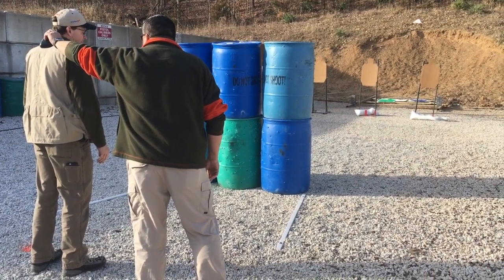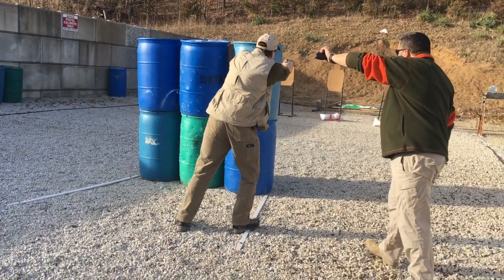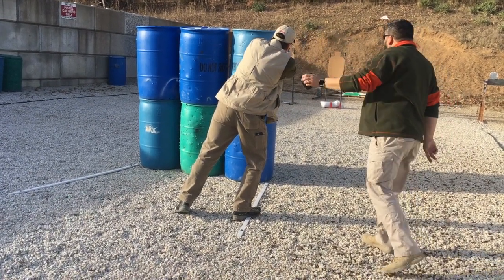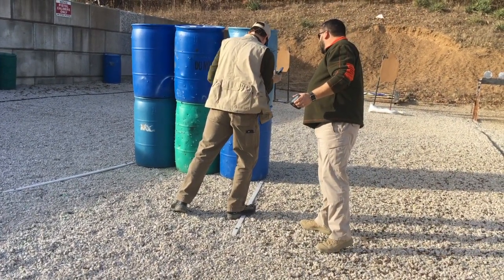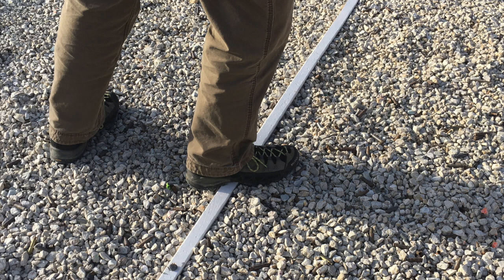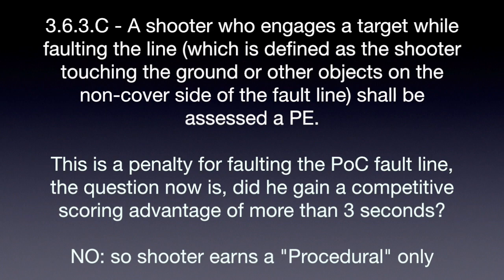Stand by. If you're finished, unload, so clear. The shooter shot the entire array with his foot over the fault line. What would you call? A shooter who engages a target while faulting the line, which is defined by the shooter touching the ground or other objects on the non-cover side of the fault line, shall be assessed a procedural. This penalty is faulting the pointed cover fault line. The question now is, did he gain a scoring advantage of more than 3 seconds? No. The shooter earns a procedural.